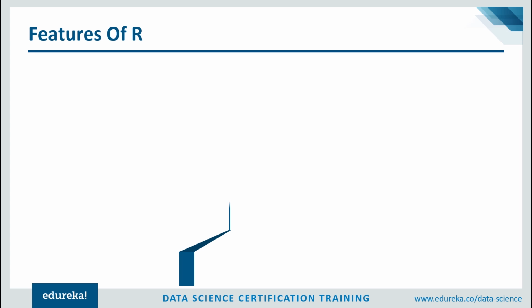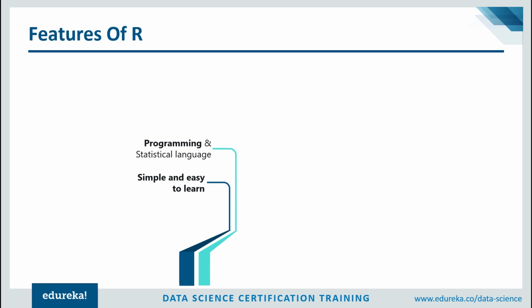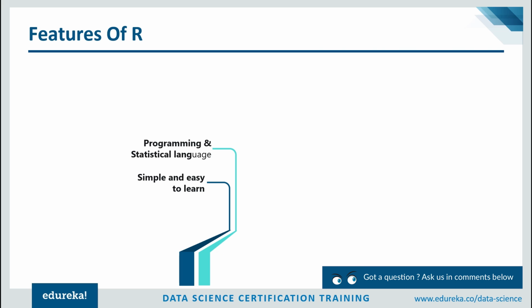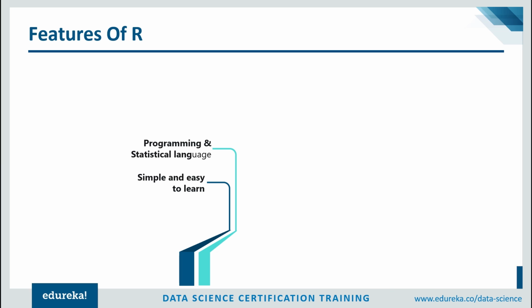So to begin with, R is an easily understandable language. All right, it has a very simple and flexible syntax. So the next feature is that it is a programming and statistical language. Now guys, when it comes to processes like predictive analytics or fields like data science, a statistical language is very important because all of these processes involve a lot of math, a lot of statistics. Since R is a statistical language, it is very useful in such processes.